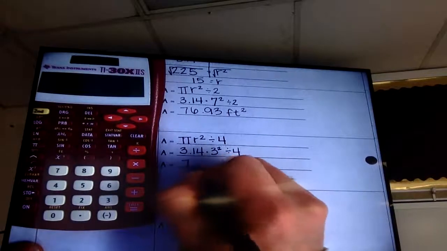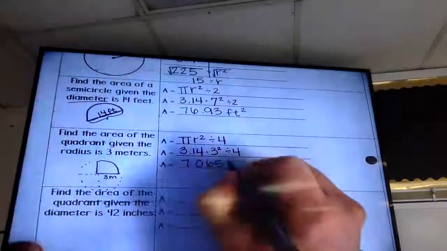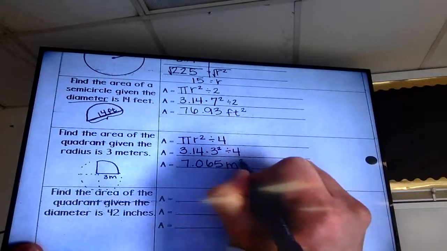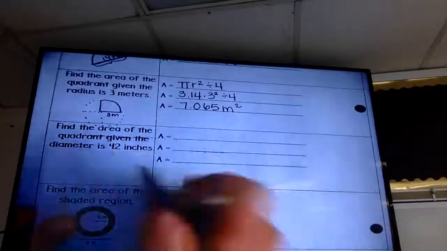I get 7 and 65 thousandths. And I'm never going to round unless it says in the directions to round. Meters squared. All right, there's 2 more.